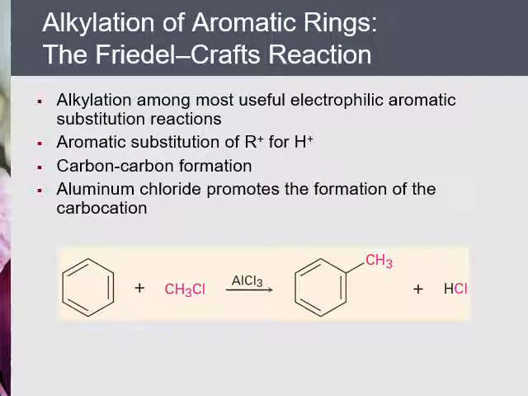Let's discuss the Friedel-Crafts alkylation reaction in detail. The overall reaction is a benzene ring reacting with the alkyl halide under the Lewis acid aluminum chloride. One of the hydrogens is replaced by an alkyl group, forming alkyl benzene.